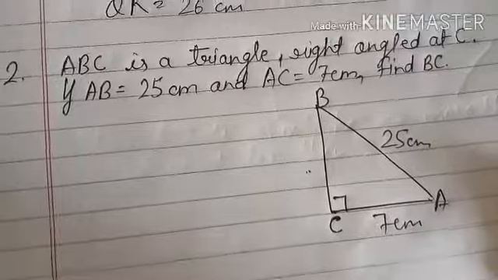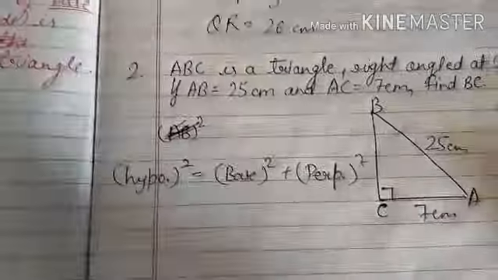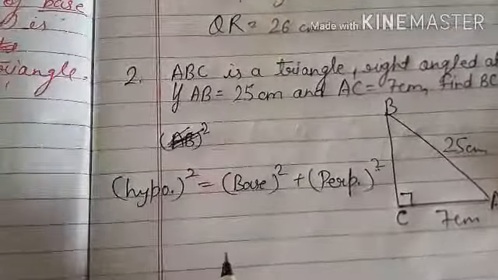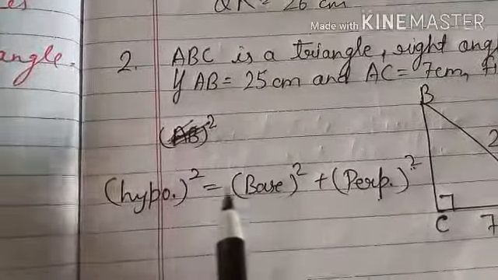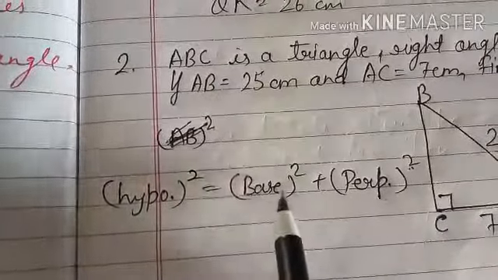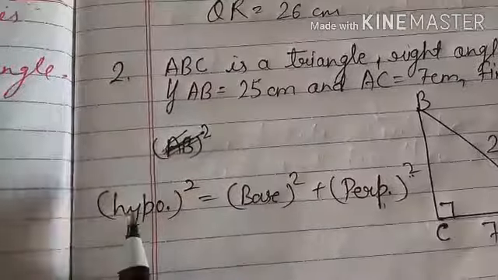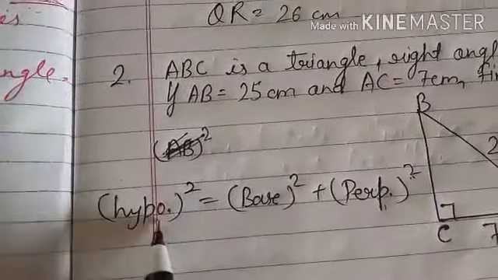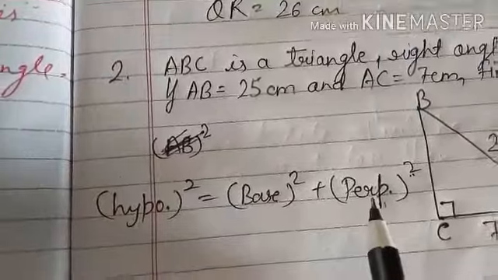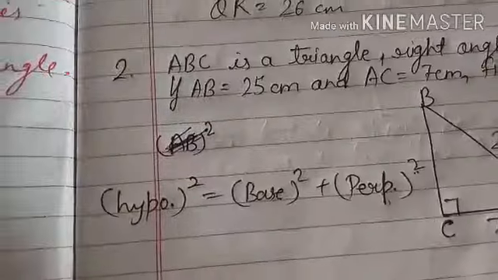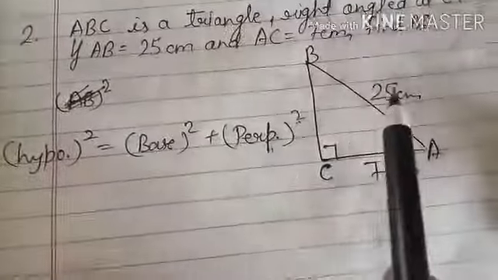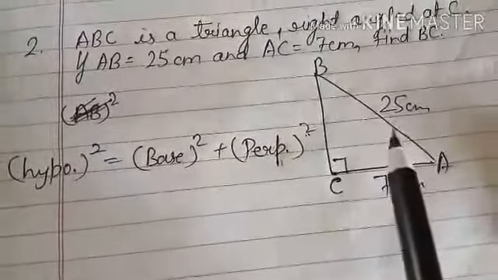Once again we will apply Pythagoras theorem. According to Pythagoras theorem, we all know very well that square of hypotenuse is equal to square of base plus square of perpendicular. I have not written the complete spellings of these two words. This is hypotenuse and this is perpendicular. So let's put the values here. We can see hypotenuse is 25.